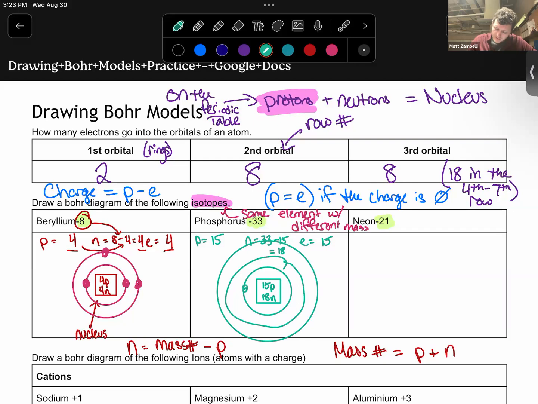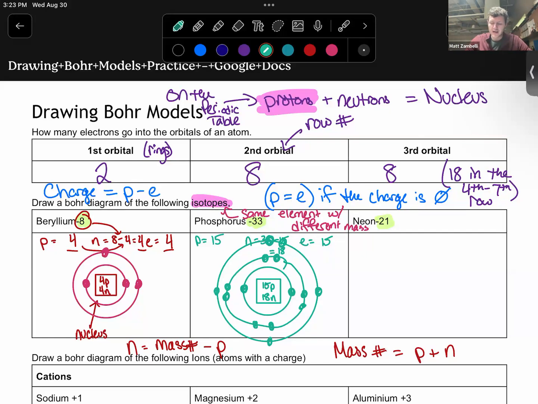So we have put 2 electrons in our first row. Our second row is where we're going to put our 8. So we're going to do 1, 2, 3, 4, 5, 6, 7, 8. And then our last row is going to have our last remaining 5. So we go 1, 2, 3, 4, 5.